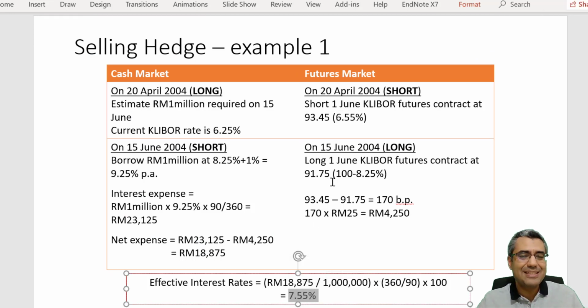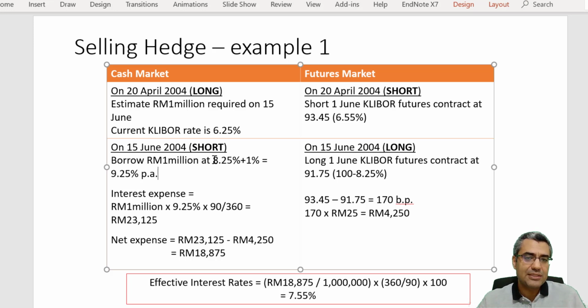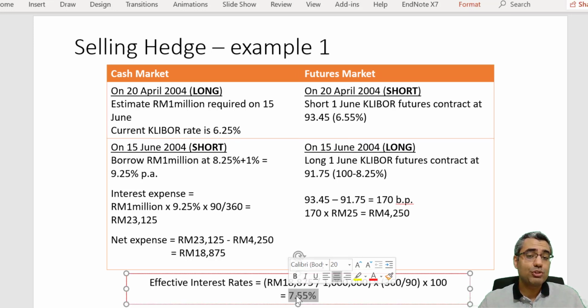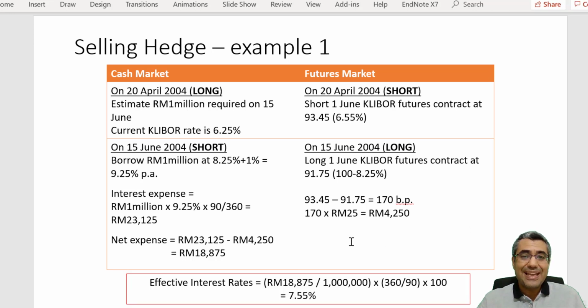So you locked in the interest rate. So it doesn't matter what will be the interest rate later. If interest rate instead of 8.25 increases to 10.25, 11, 12, you still will pay. The effective interest rate that you pay is 7.55%. And this means that hedging. So for the previous topics, you locked in the price. Here, you lock in the interest rates.